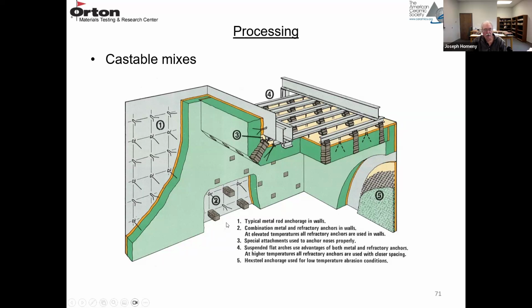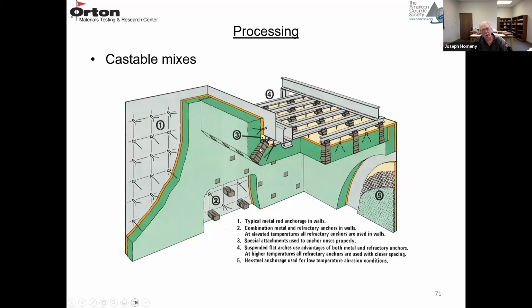Number two here is a combination of ceramic anchors and metal anchors. One of the problems with a metal anchor, it's going to oxidize at high temperatures. But a ceramic anchor looks something like this. These are usually 4 to 6 inches in cross section, and then they have these ridges in them to lock in the castable. So there'll be the thickness of the lining, and you can see after the lining is cast, you can see the refractory anchors. So these are fired refractories.